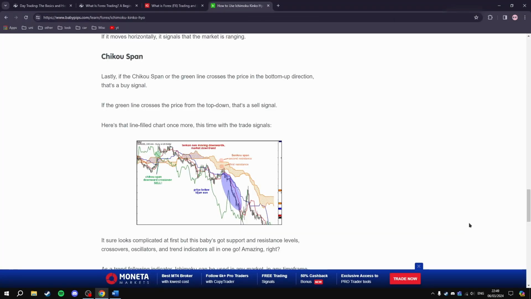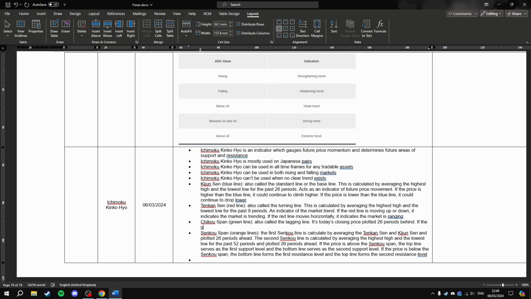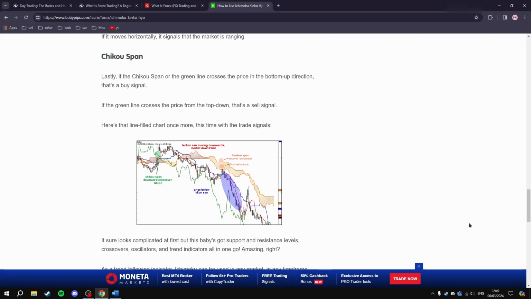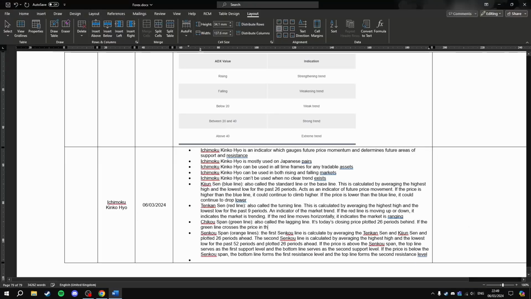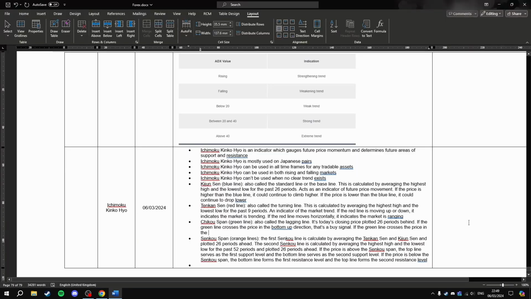So what does it mean? If the green line crosses the price in the bottom up direction, that's a buy signal. If the green line crosses the price in the top down direction, that's a sell signal.